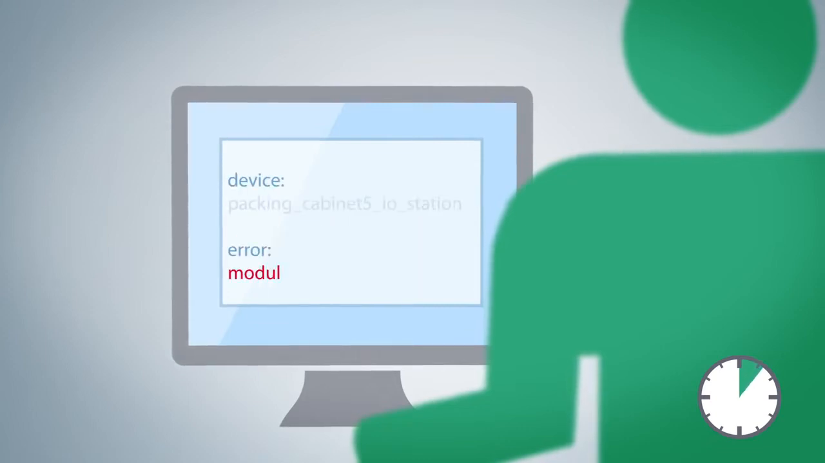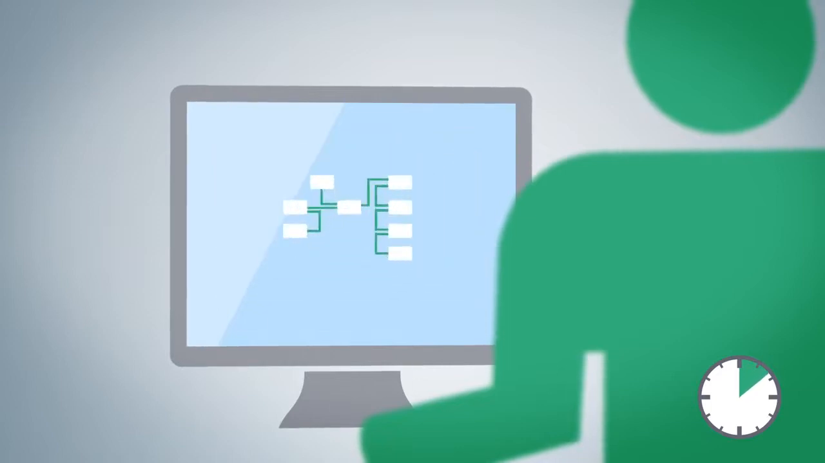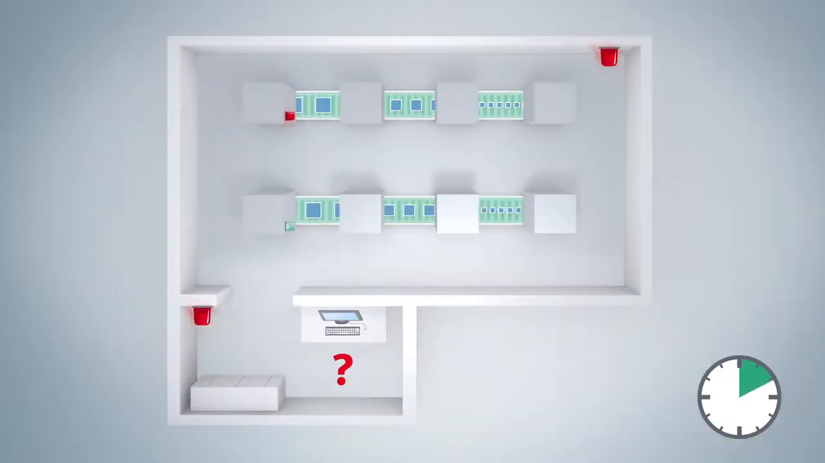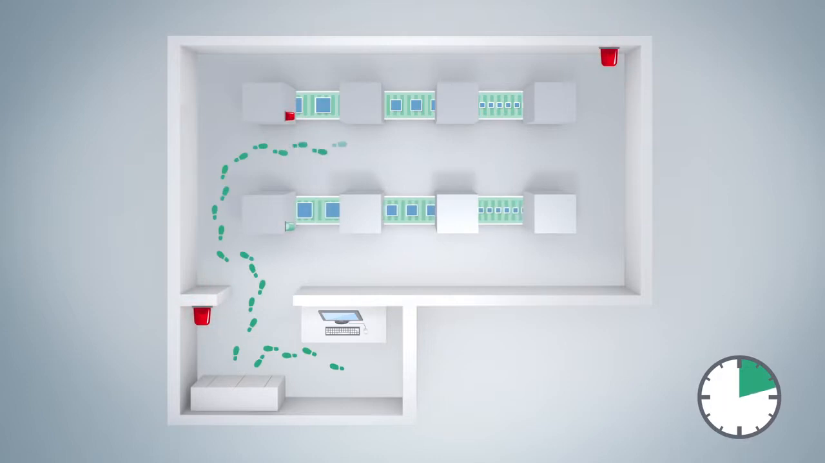The diagnostic message shows which device is affected and which error has occurred. The topology view of the machine shows the location of the defective device. With all the relevant information and a replacement module, you make your way to the machine. The error can be remedied there.